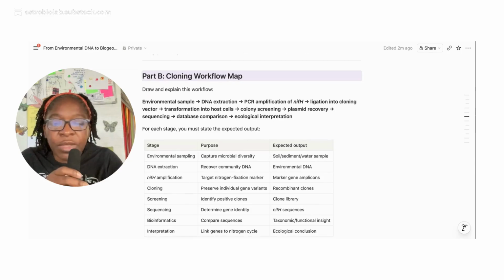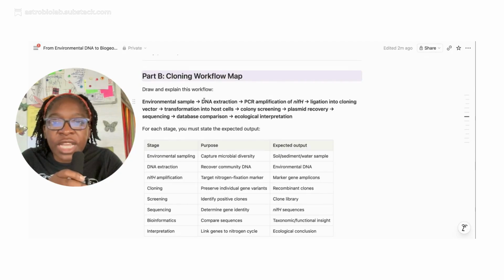It's not everything. And then part B, we look at the cloning workflow. So you should be able to draw this workflow after you're done and understand why it goes like this. Why do we start with the environmental sample? Why do we then go to DNA extraction? Then we amplify the nifH gene, and then we ligate this into a cloning vector. Then we transform it into host cells. Then we screen the colonies. Then we get the plasmid sequence and then check in a database and then do our ecological interpretation.